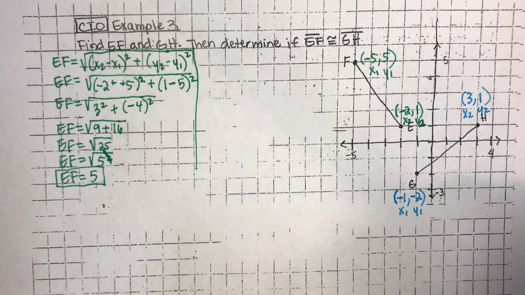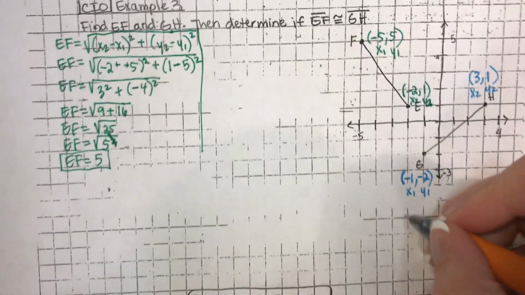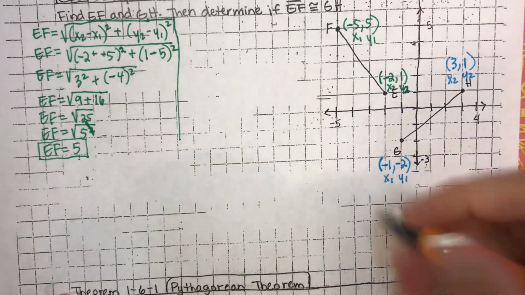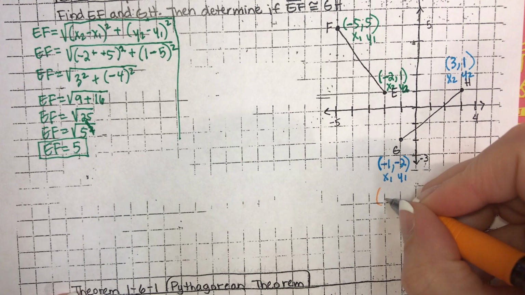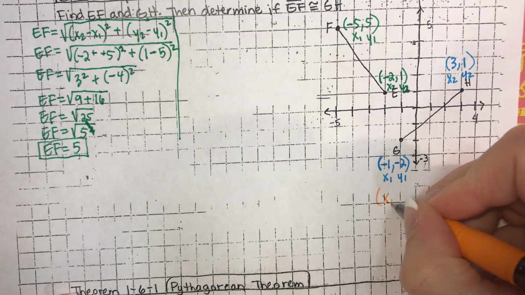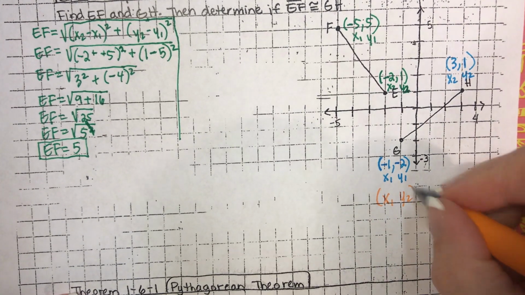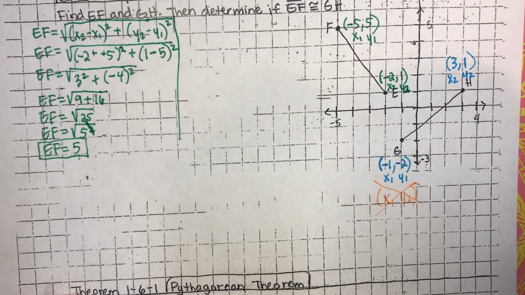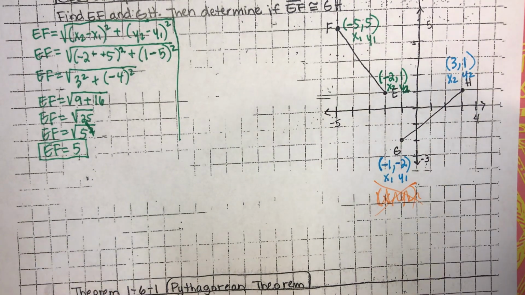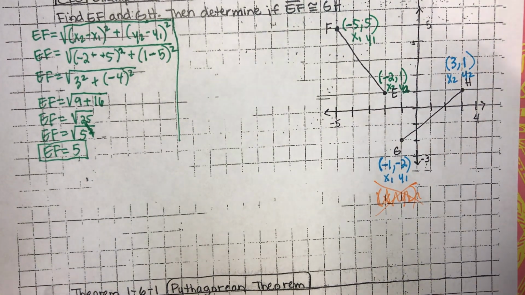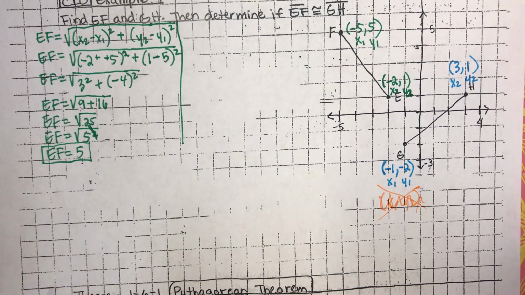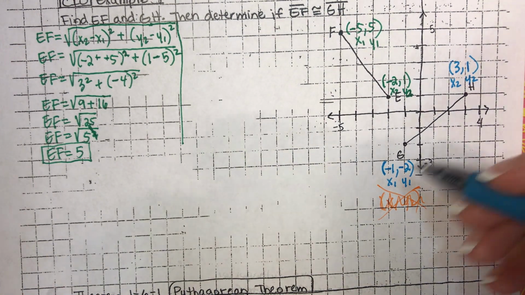You can't have this. You can't call this X1 and then this Y2. Okay, you can't do that, or you'll get the wrong answer. Okay, so yeah, it just needed to be said. Now let's find the distance.